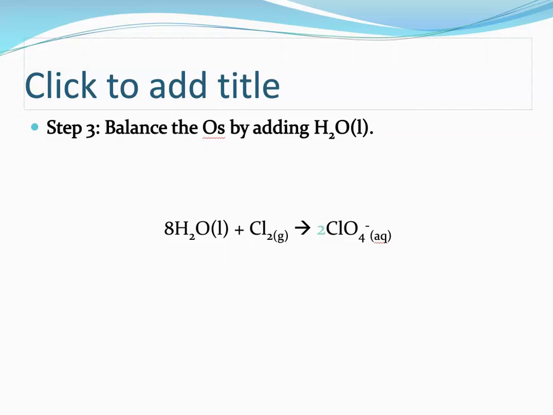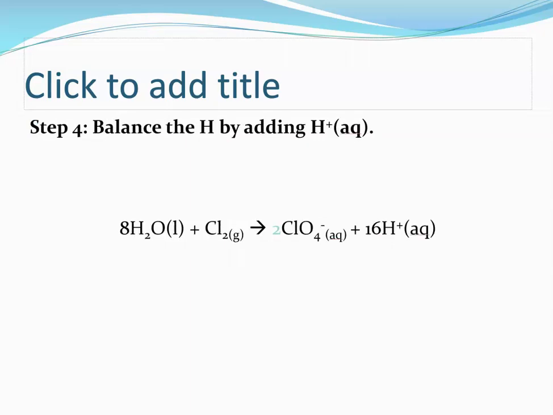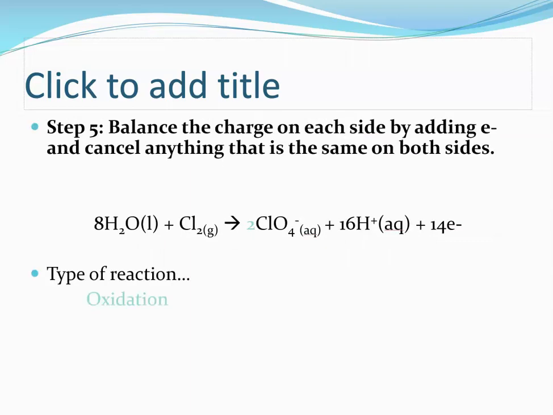In step 3, we balance the oxygens by adding water molecules to the balanced equation. In step 4, we balance the hydrogens by adding hydrogen ions to the balanced equation. In step 5, we balance the charge on each side of the balanced equation by adding electrons. Remember from the previous lesson that electrons have a -1 charge.